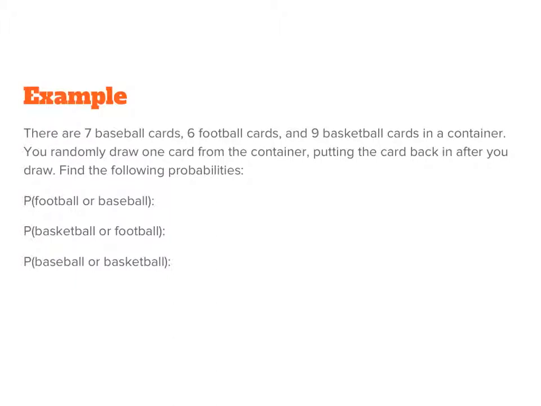Our next example, there are 7 baseball, 6 football, and 9 basketball cards in a container. We randomly draw one card from the container and we're going to put it back in after we draw. We're going to find the following probabilities. So again, before we start, we need to know the total. So if I add all these up, 7 plus 6 plus 9, I get 22. Okay, so that's going to be the bottom of all my fractions.